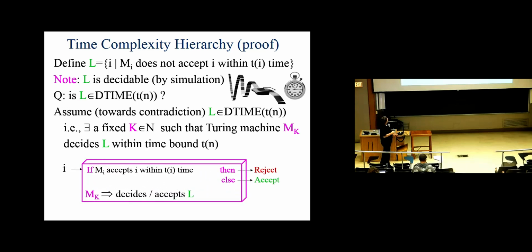But the question is, is it simulatable within that time bound? Okay, so if it is, then here's the decider, M sub k, that we just defined in purple, color-coded, that decides this language L. i comes in the door. What is i? i is just a string, or an integer corresponding to a string. Now it's equivalent, numbers and strings, because of this dovetailing business.